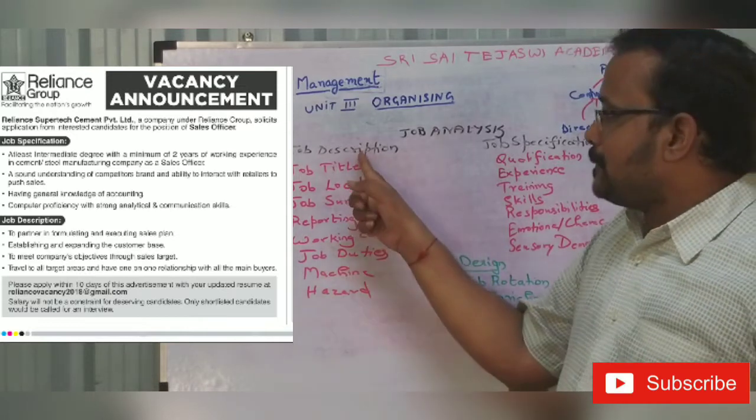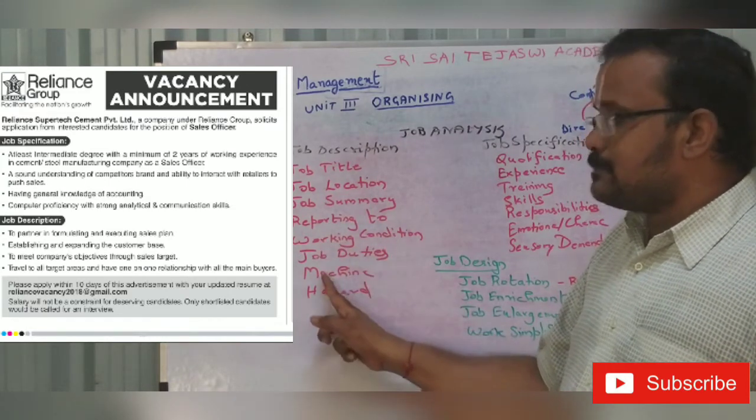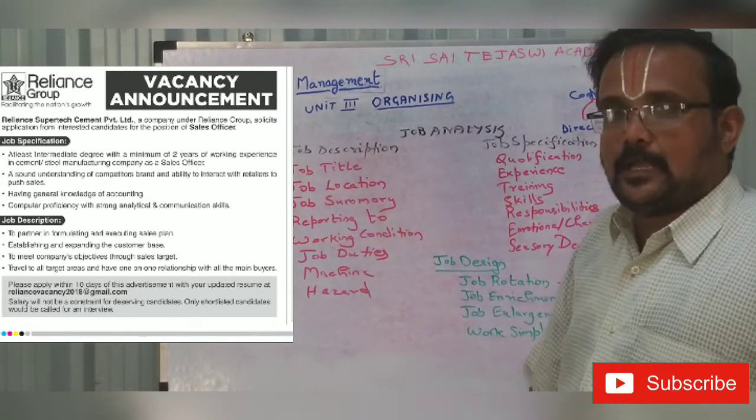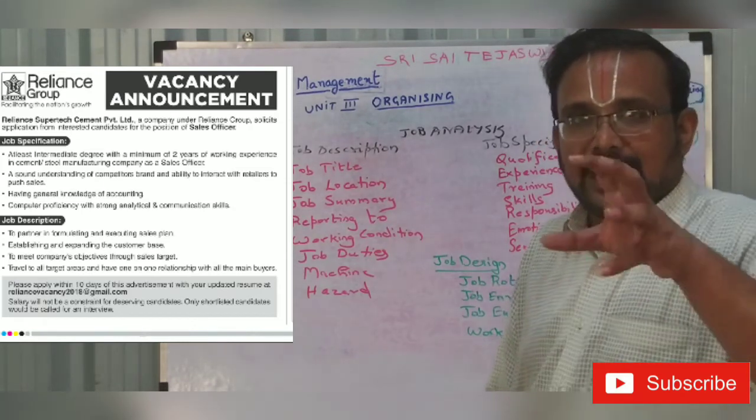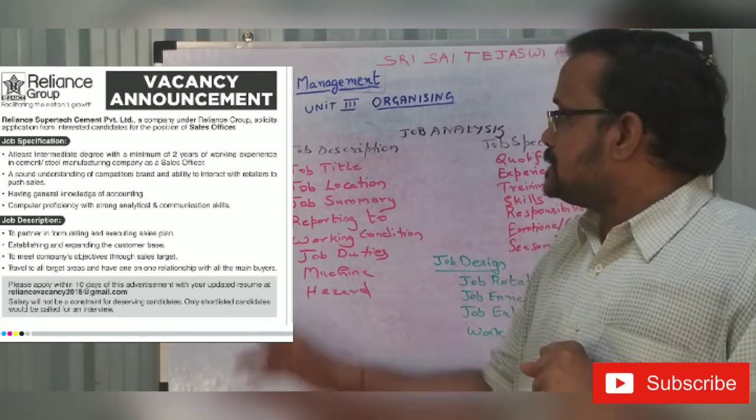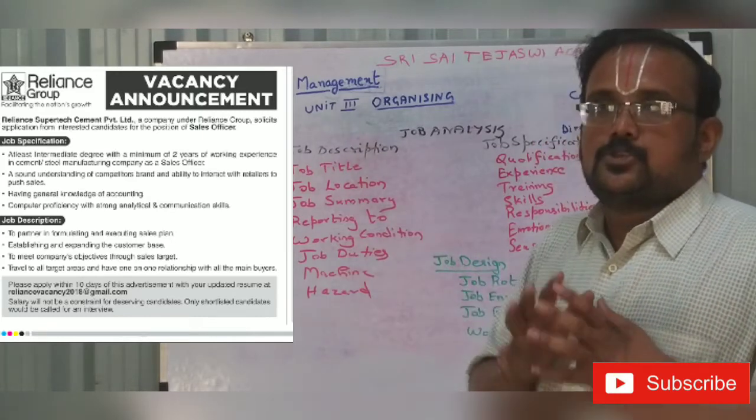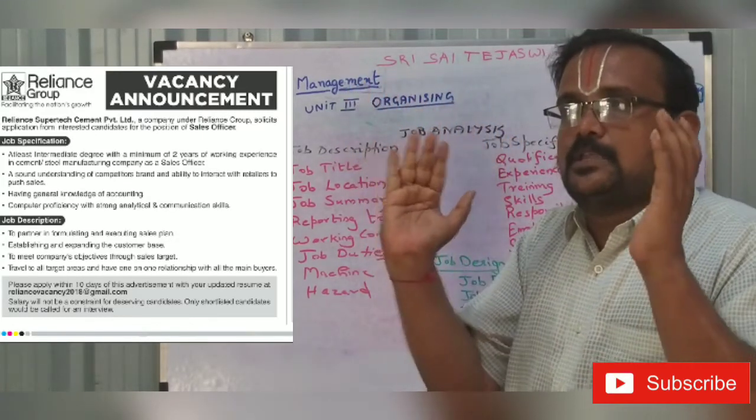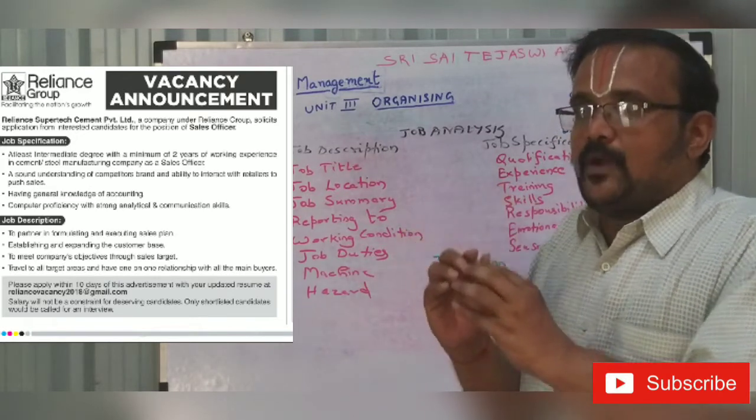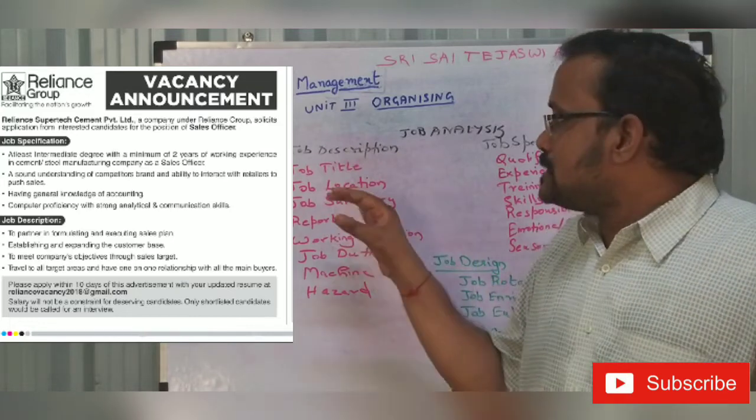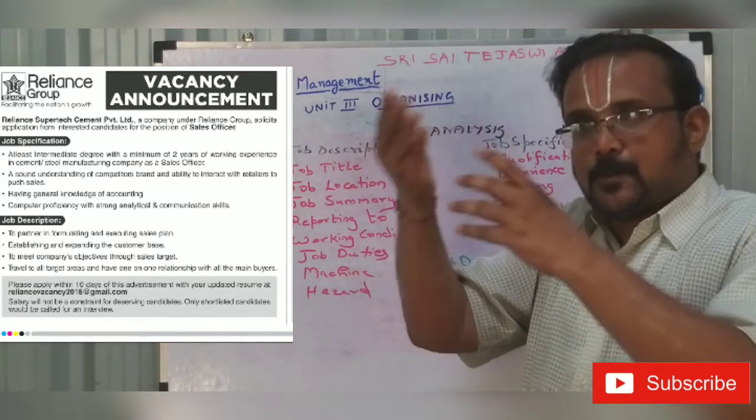You will understand better. Job description: job title, job location, job summary, reporting to, working condition, job duties, machine, hazards. Job title: assistant manager, general manager, chief engineer, system analyst, programmer, all this is job title. Job location: Bangalore, Chennai, Hyderabad. Job summary: in brief, what is it all about? This job involves coding in this particular platform. These are additional details about the job. Reporting to: he will be reporting to the project manager, GM, vice president.